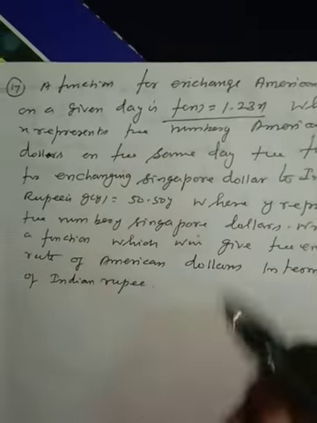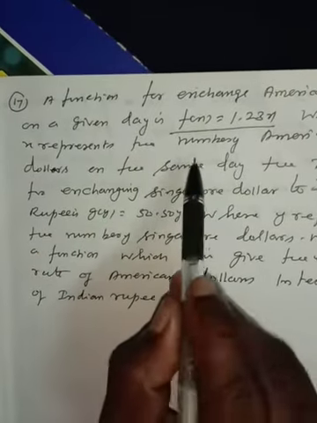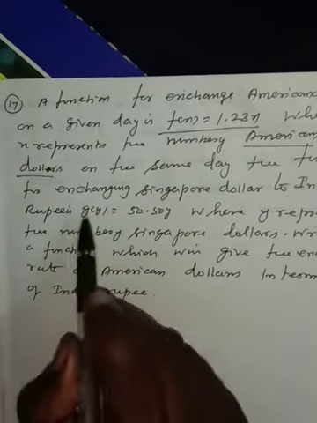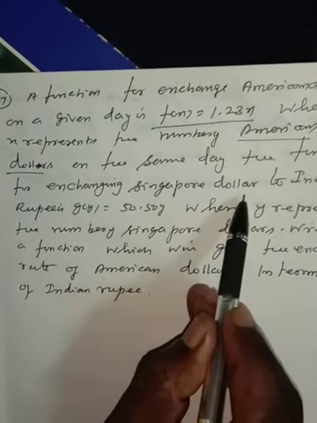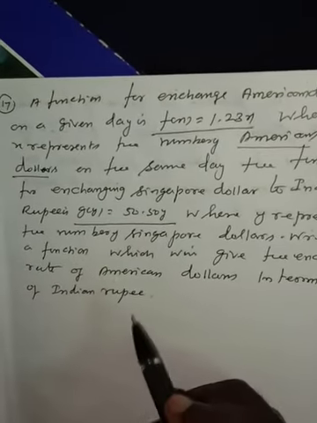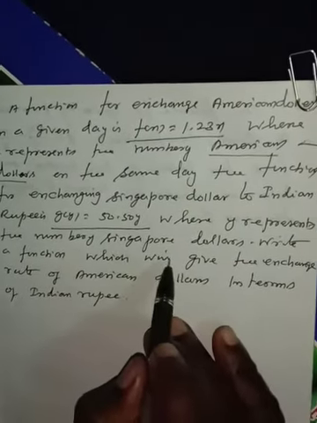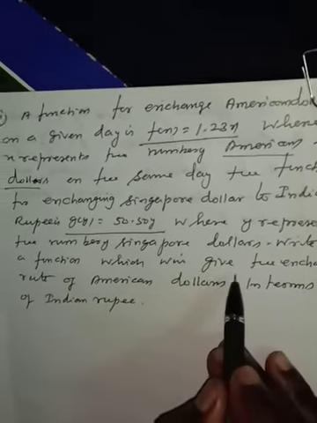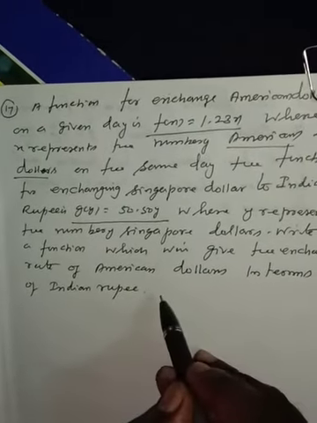F of x equal to 1.23x, where x represents the number of American dollars. On the same day, the function for exchanging Singapore dollars to Indian rupees, E of y is equal to 50.50y, where y represents the number of Singapore dollars. Write a function which will give the exchange rate of American dollars in terms of Indian rupees.